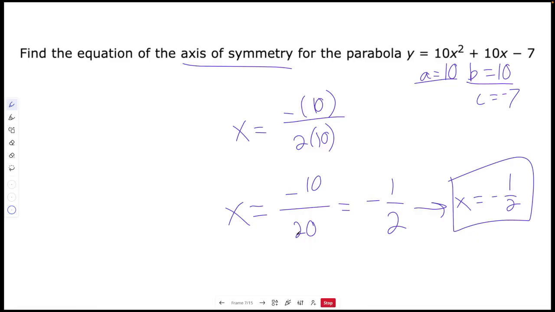So this formula, negative b over 2a, is just a formula we need to sort of memorize.